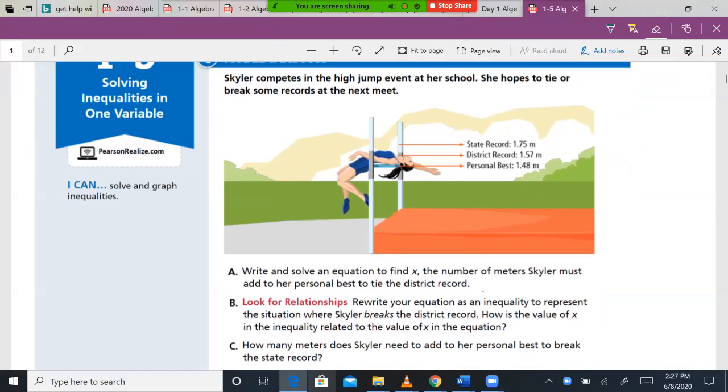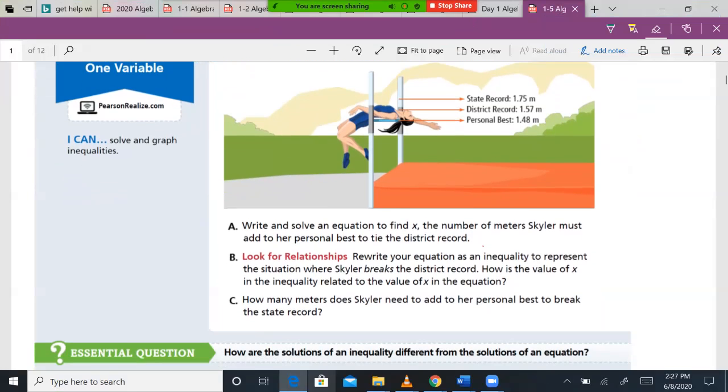So notice this, her personal best, the best that she's ever done, she jumped at 1.48 meters. The district record is 1.57 meters, but the state record is 1.75 meters, okay? We need to write and solve an equation to find x, the number of meters that she must add to her personal best to tie the district record. So let's think about this, okay?